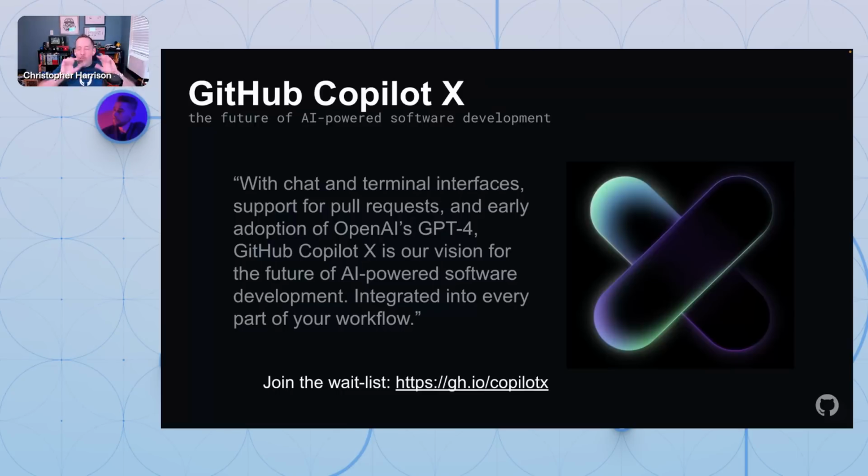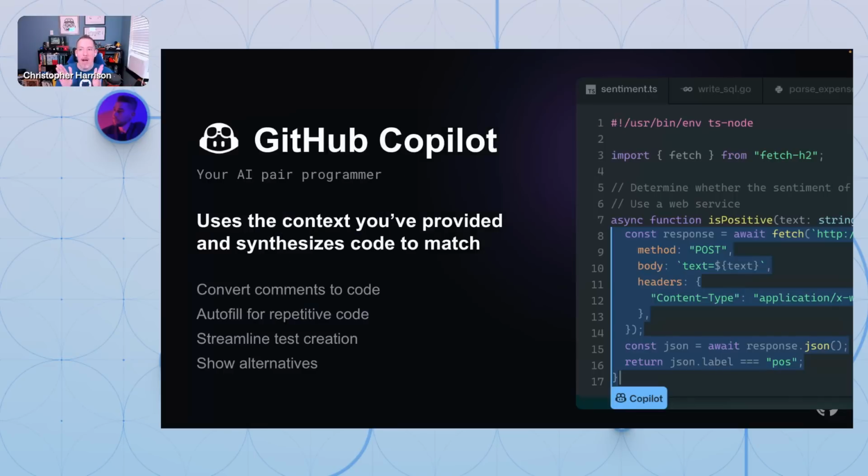So before we get into GitHub Copilot X, though, I think we want to take a step back and talk about GitHub Copilot, because this is really where it starts. So what is GitHub Copilot? GitHub Copilot is an AI pair programmer. What GitHub Copilot will do is look at your context as you are writing code, as you are adding in comments, and start to make suggestions.